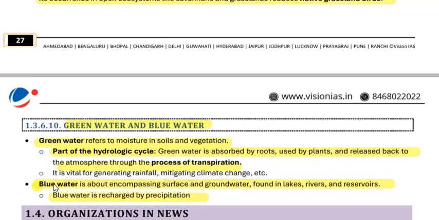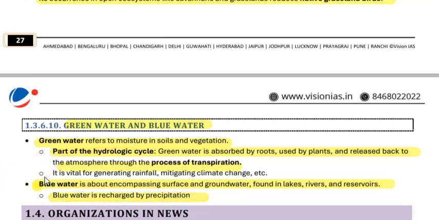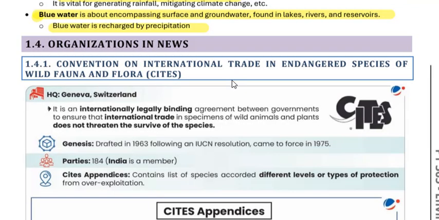Then what is blue water, which is not absorbed by the plant? It encompasses surface and groundwater found in lakes, rivers, reservoirs. Blue water is recharged by precipitation, so it is not used by plants, whereas green water is used by plants. I hope you understood this topic.